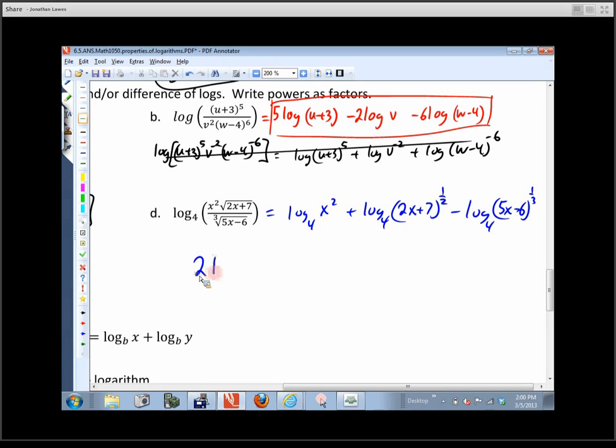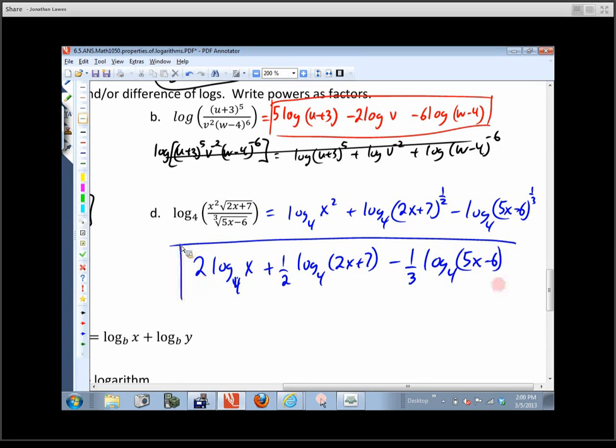If you can do that in your head and slide the exponents out front, then you're in business. So this would be 2 log base 4 of x plus 1/2 log base 4 of 2x plus 7 minus 1/3 log base 4 of 5x minus 6. And that right there is the answer. Any questions?